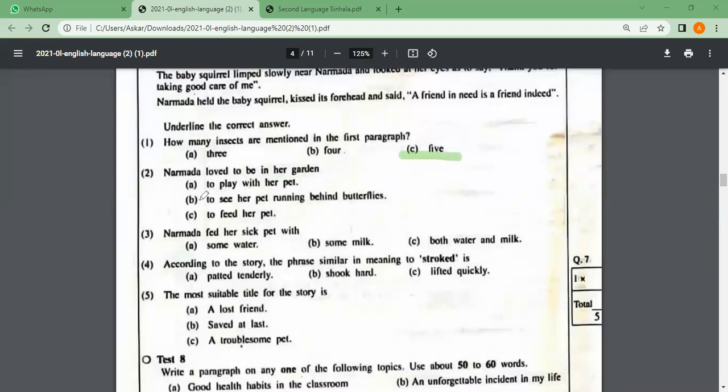Five. See her pet running behind butterflies. Some milk, patted tenderly, saved at last. So now we'll go on to the next test.